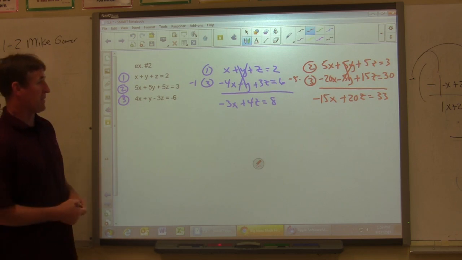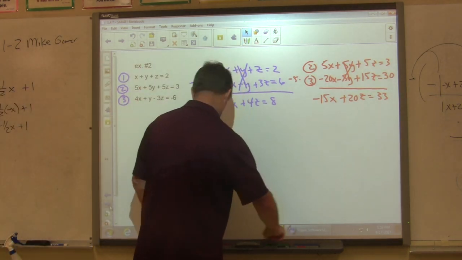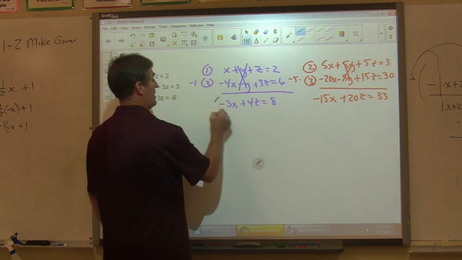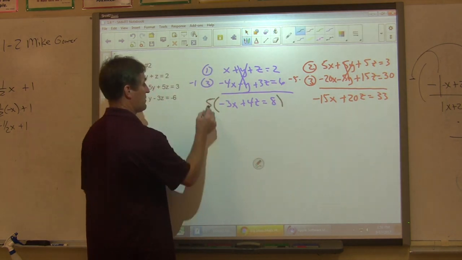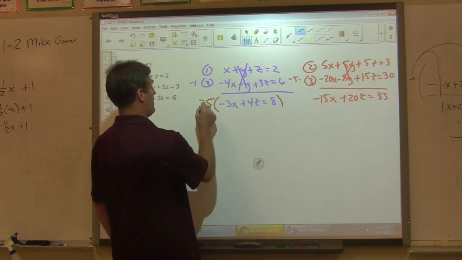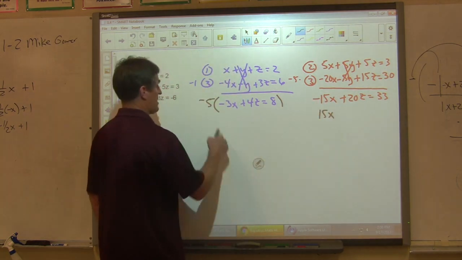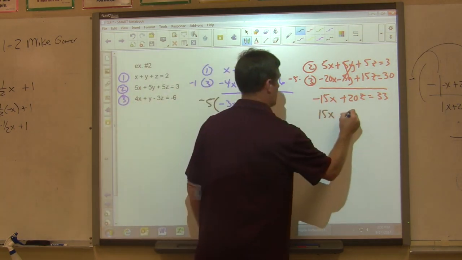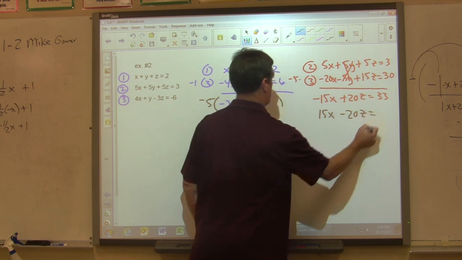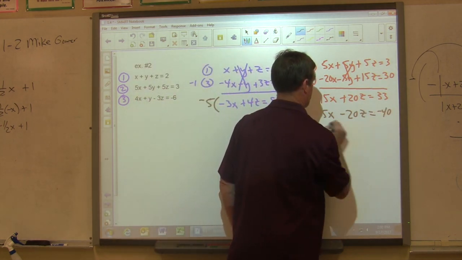So now we have to get opposites. So I'm going to make the x's opposites. I'm going to multiply this by 5 to get opposites. Actually, I want a negative 5. So negative 5 times negative 3 is a positive 15x. So those are opposites. Negative 5 times 4 is a negative 20z. And negative 5 times 8 is a negative 40.